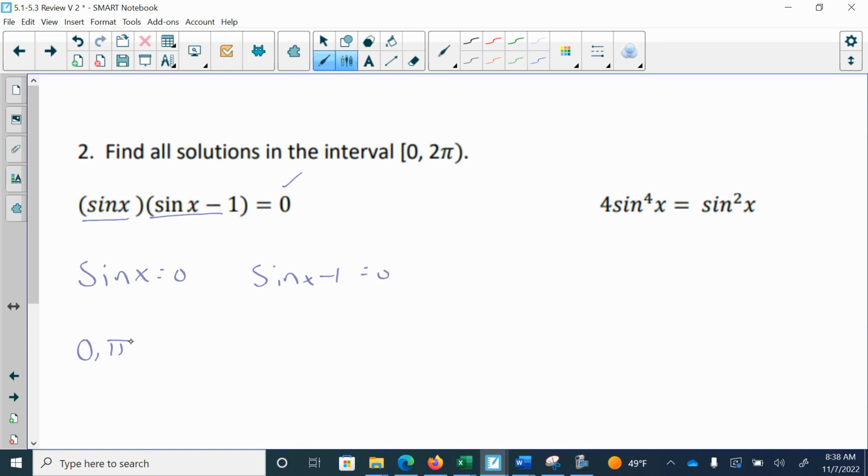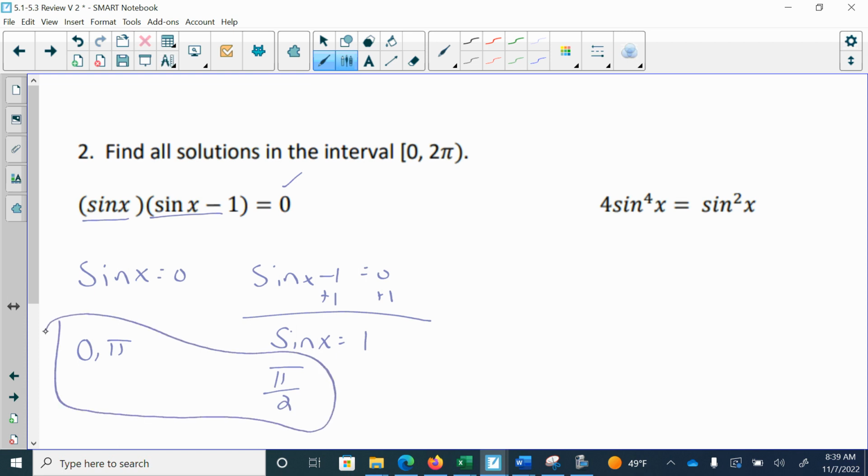Then I'm going to add 1 to both sides, and I'm going to get sine of x is equal to a positive 1. And I ask myself, when does that happen? That only happens at one place, which is pi over 2. So my answer is going to be 0, pi, and pi over 2.